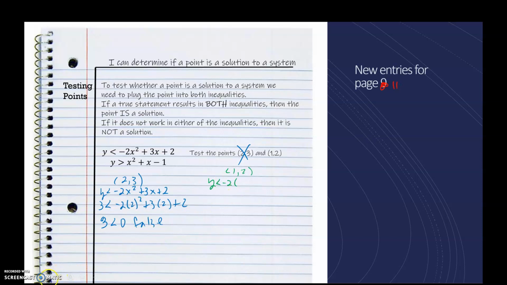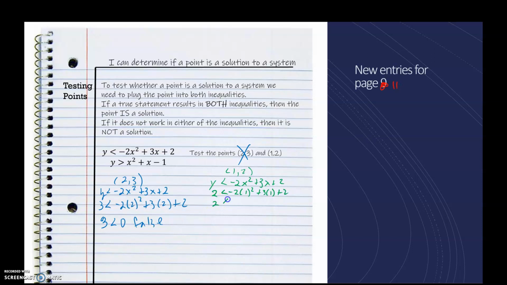Oh boy, hold up. Erase. Let me just write the problem down first. y is less than -2x squared plus 3x plus 2. All right, so now let's put 2 into the y position, and 1 into the x.